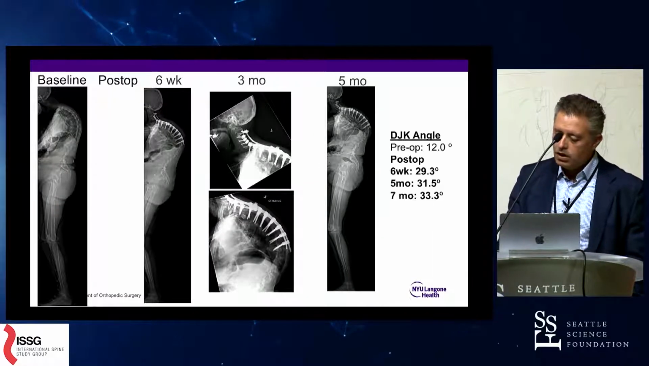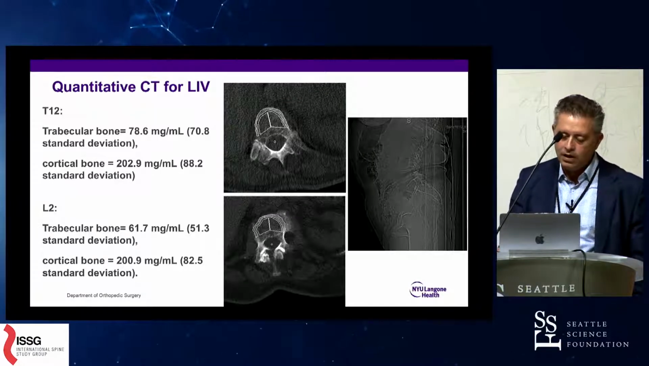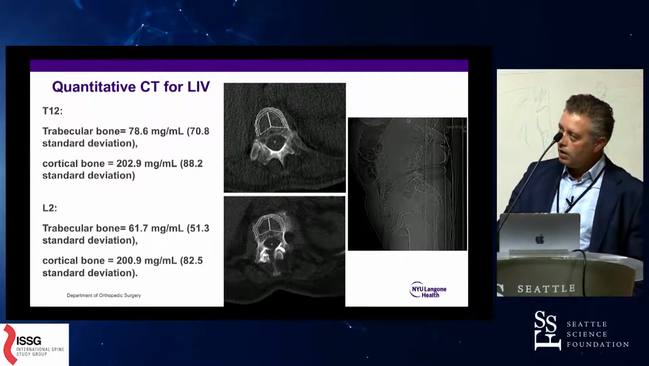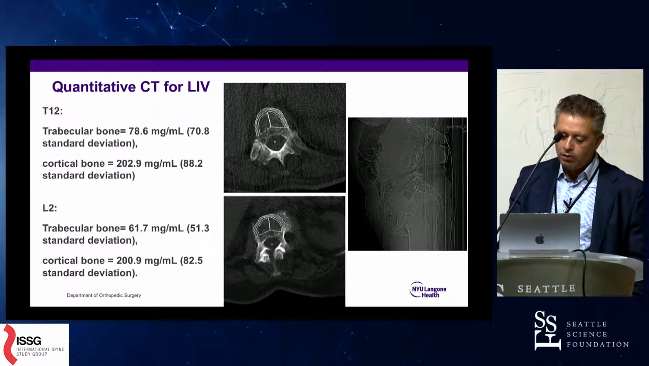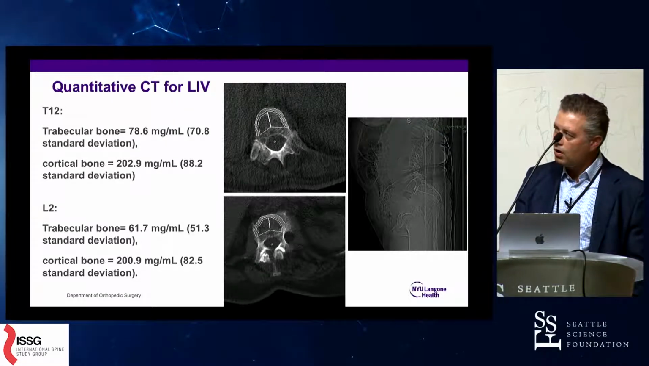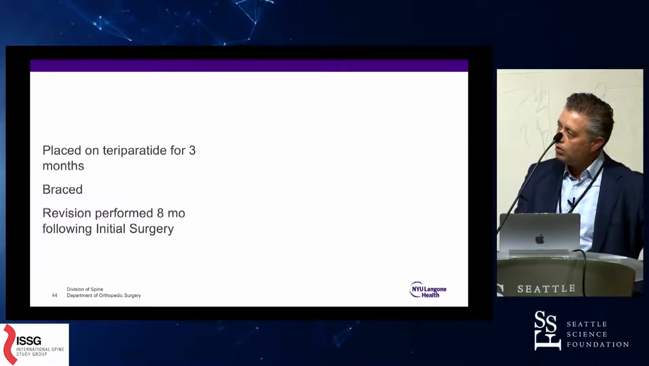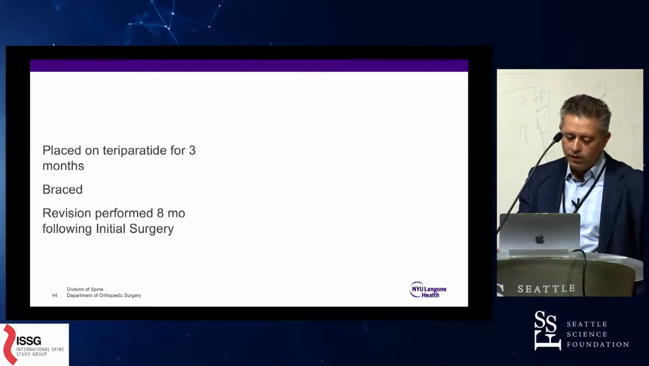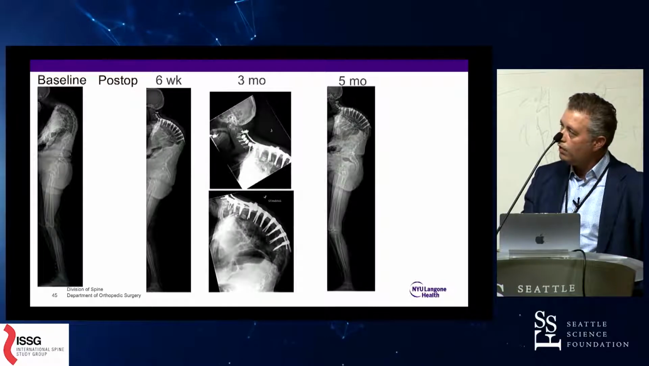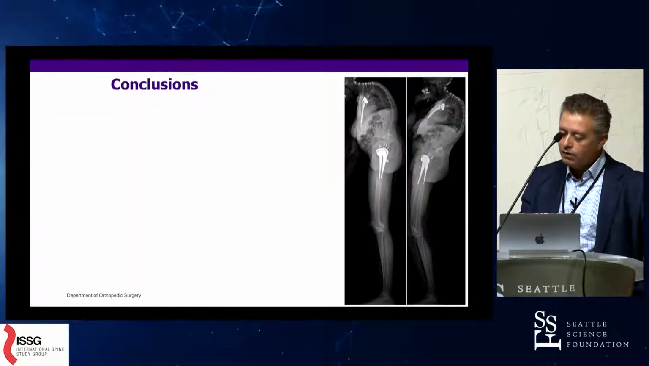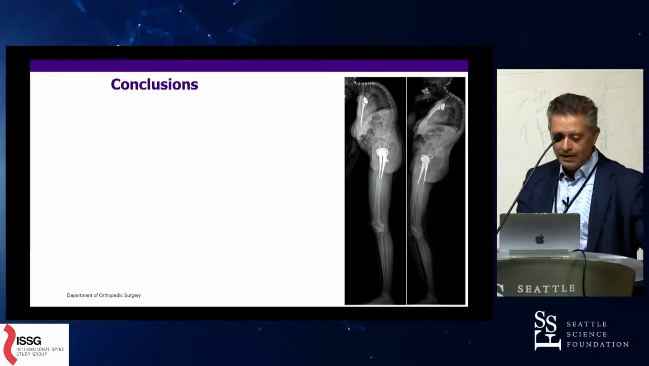And so eventually she required a revision, but before the revision, I sent her for the quantitative CT, and what the DEXA didn't pick up, the quantitative CT clearly shows that she has very poor bone with the trabecular bone concentration of 78.6. If it's not over 120, you shouldn't feel super comfortable without placing them on some kind of bone augmenting agent. And in this case, we gave her 3 months of teriparatide. Postoperatively, we braced her and did a big long C2 to the pelvis fusion for her, which improved her alignment, but left her with significant lumbar and thoracolumbar stiffness.